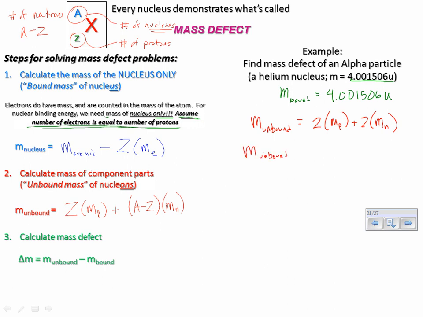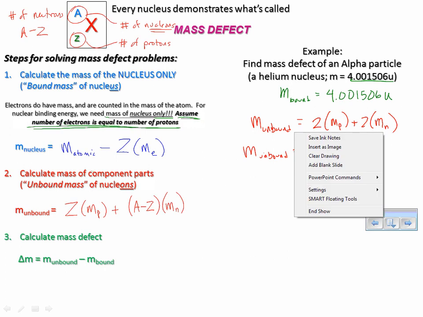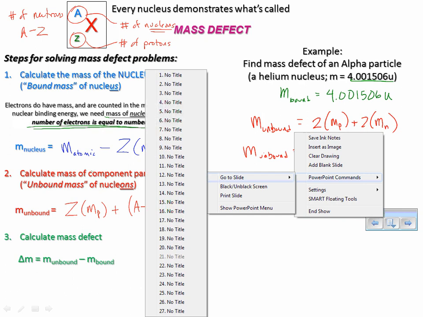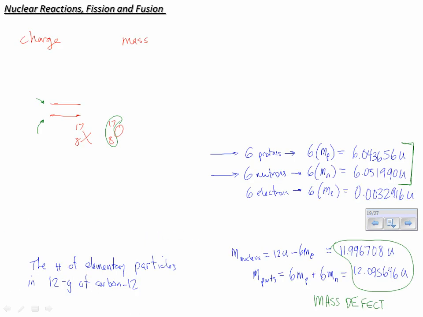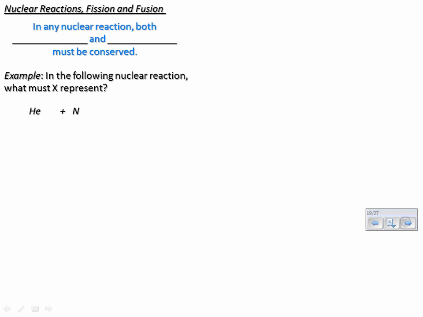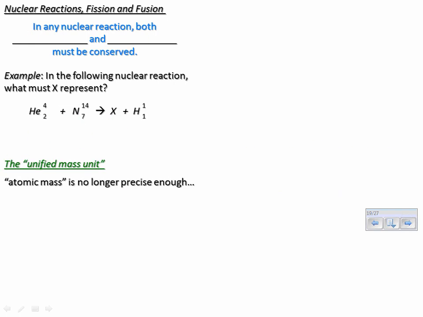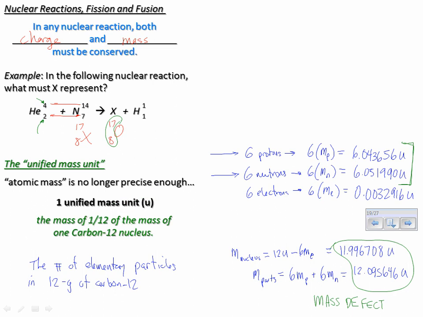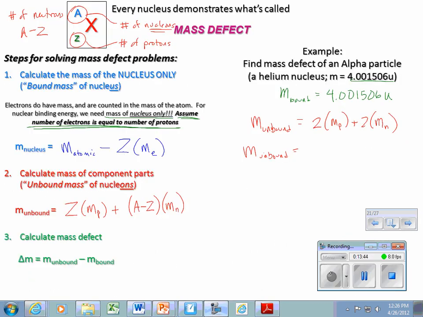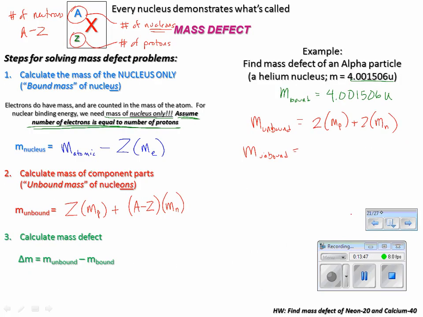Now go back a couple pages to find those masses. I might have to do that myself. Let's see, go to slide 19. Hang on, I'm just going to write this on the board. Okay, so here, I wrote them down. So the unbound mass is 2 times the mass of a proton, 1.007276, plus 2 times 1.008665, the mass of a neutron.